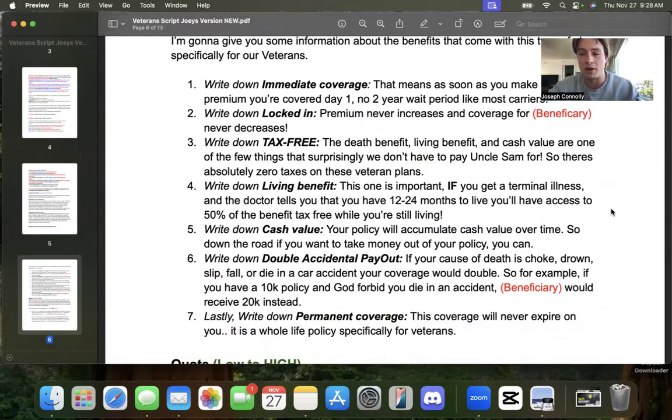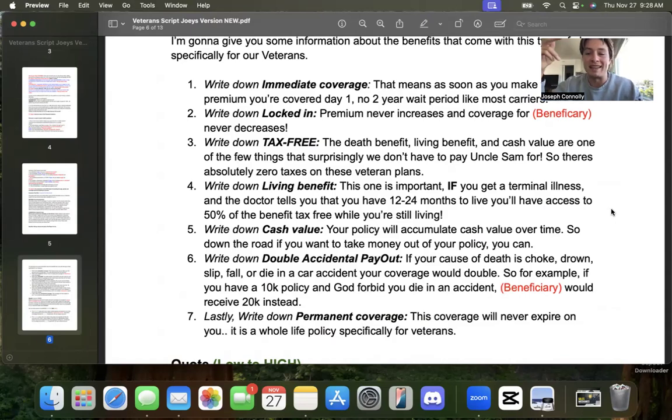You can also write down tax-free. And tax-free simply means that the death benefit, the living benefit, and the cash value are one of the few things that surprisingly we don't have to pay Uncle Sam for. So there's absolutely zero taxes on these veteran plans for you or for your daughter Janice.